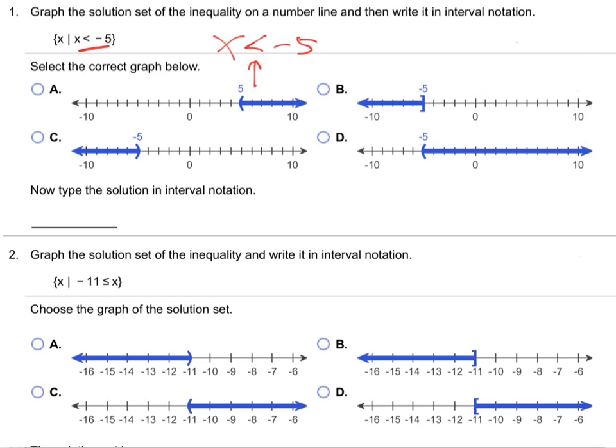Okay, so with that in mind, what side is X on? The wide side or the narrow side? Narrow, so X is smaller. So it's saying X is smaller than -5.